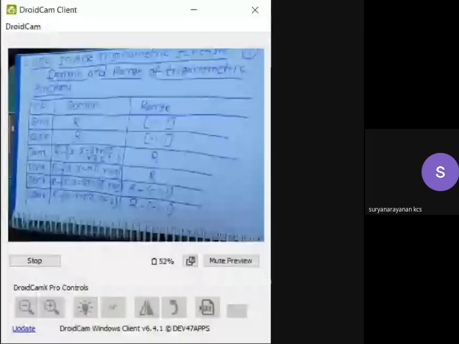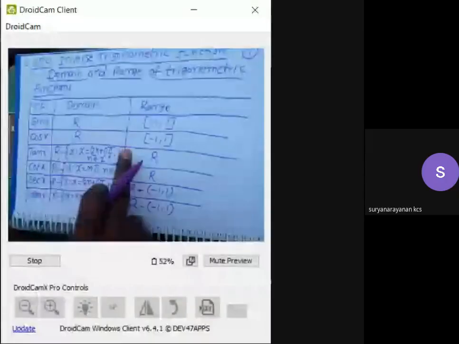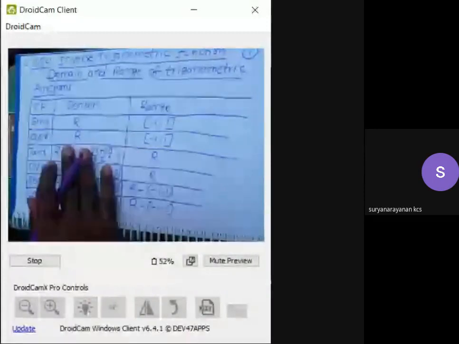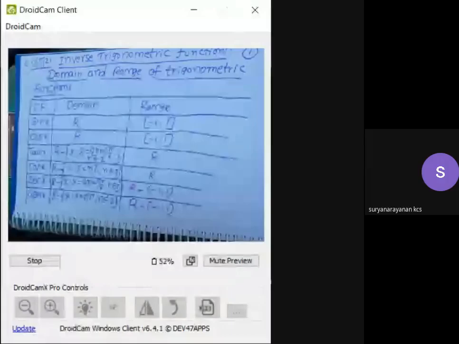These are the ranges of trigonometric functions. If you take these, they are only one-one functions. These are not bijective functions. In the previous chapter, we discussed only bijective functions and inverses. Only bijective functions are invertible functions. So remember that.